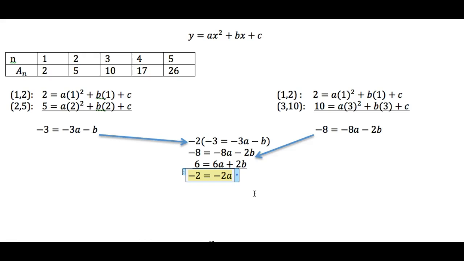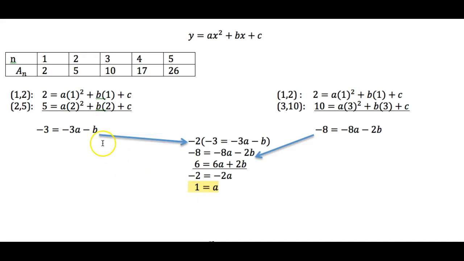You should be doing this algebra by yourself, but I'm just showing you, and then I get a is equal to 1. Once a is equal to 1, now you can go and back substitute. I'm not going to do this for you, you can do it. Take the a and put it back here, and then you can solve for b. And when that happens, you're going to get b equal to 0.